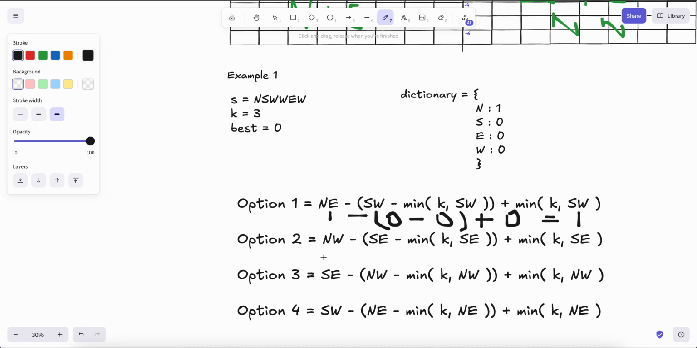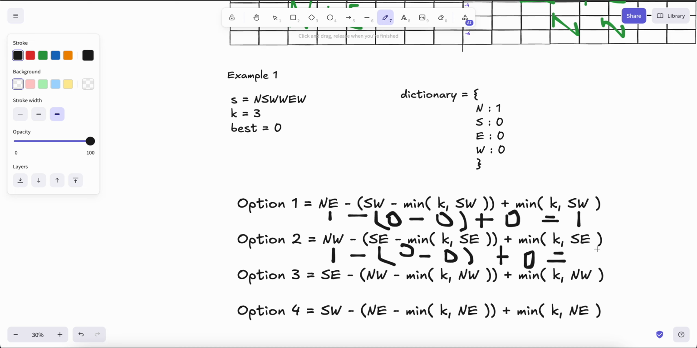Now let's look at the option where we move northwest. If you move northwest, you have the value of n, and w is 0. In this case, it will be 1. Minus SE, SE is actually 0, so minus 0. Similarly, plus the value of 0, since SE also is 0.